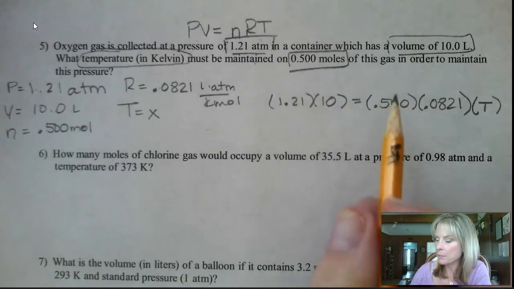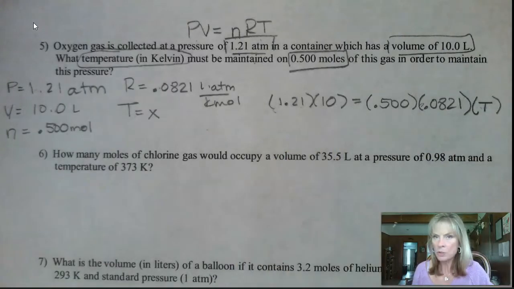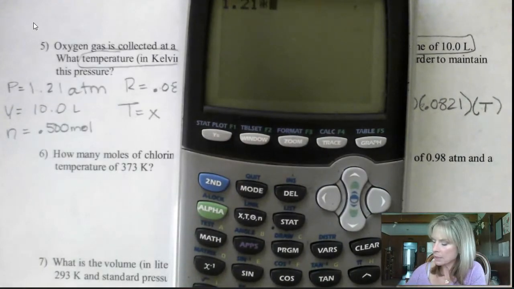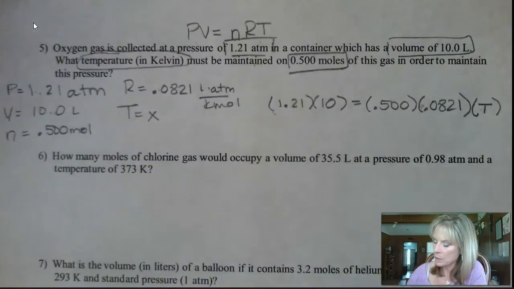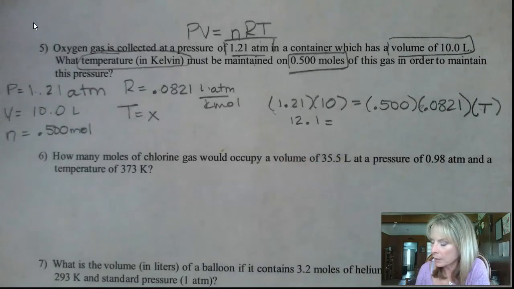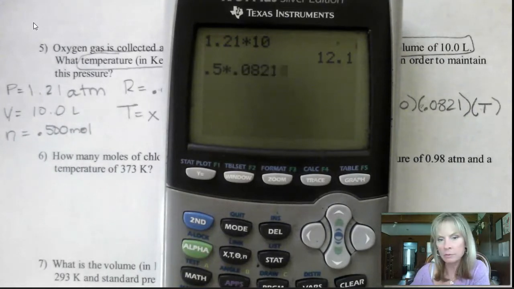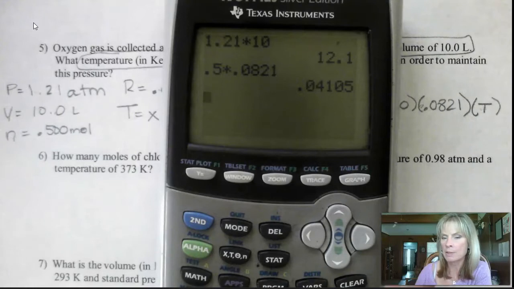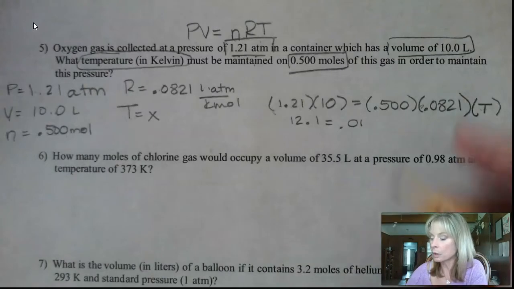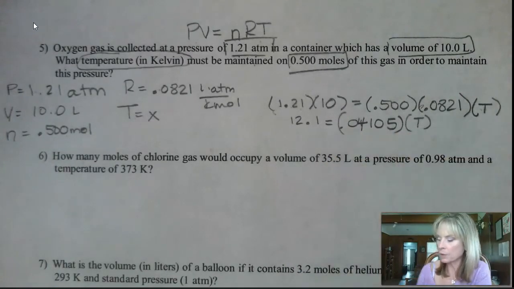So in order to solve this problem, I need to get T by itself. So I'm going to multiply these guys, get rid of the parentheses first. 1.21 times 10 gives me 12.1. So on this side of the equal sign is 12.1. Now I'm going to multiply 0.5 times 0.0821. I get 0.04105 times temperature, the variable that we didn't have.